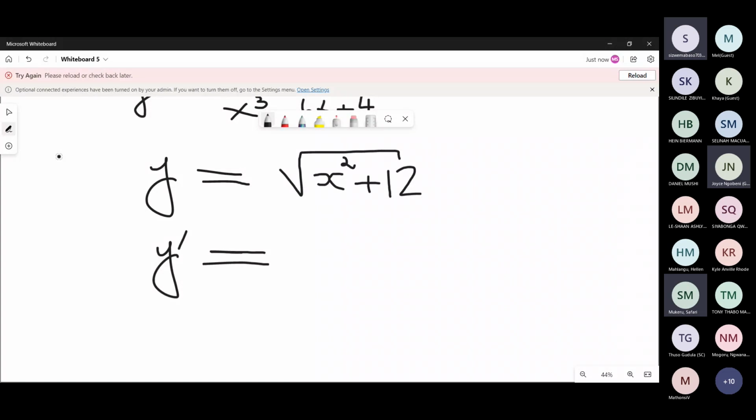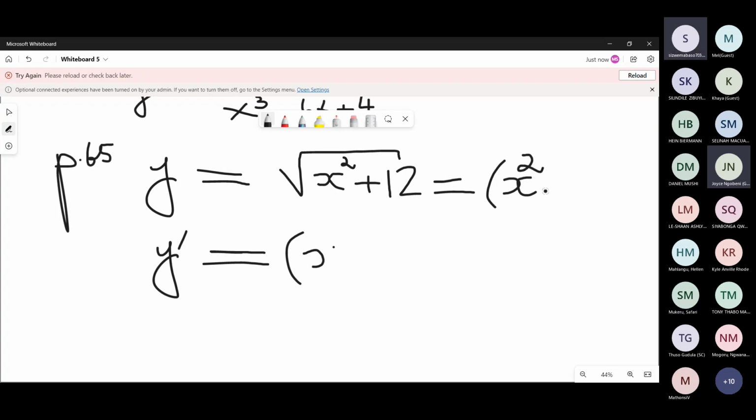Can I try this one? Yes, please go for it. Okay, I will start by removing the root. Before we go to the derivative, I would say y equals the bracket x squared plus 12 to the power of half. Yes, good. And that's the key, right? So you first write it as a power.